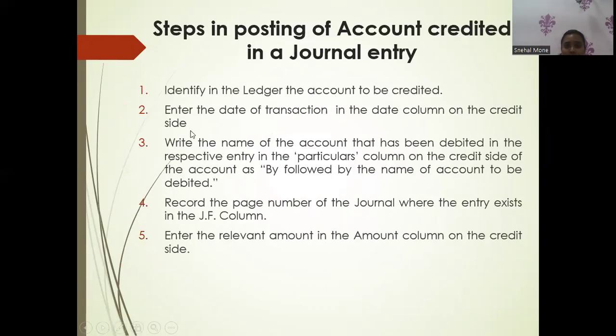Now, steps in identifying in the ledger the accounts to be credited. Enter the date of transaction in the date column of the credit side. Write the name of the account that has been debited in the respective entries in the particular column on the credit side of the account, followed by the name. Record the page number, as we saw in our third slide where we showed the journal format.